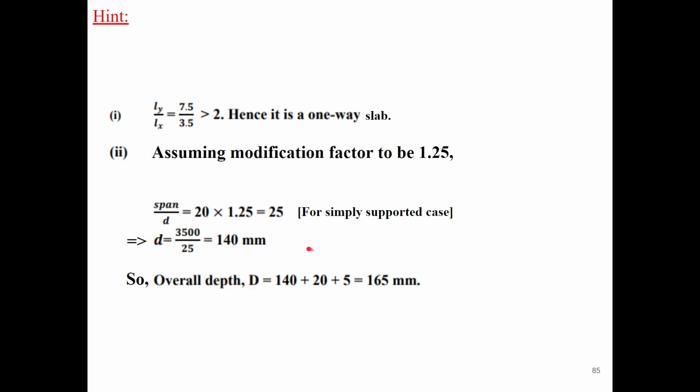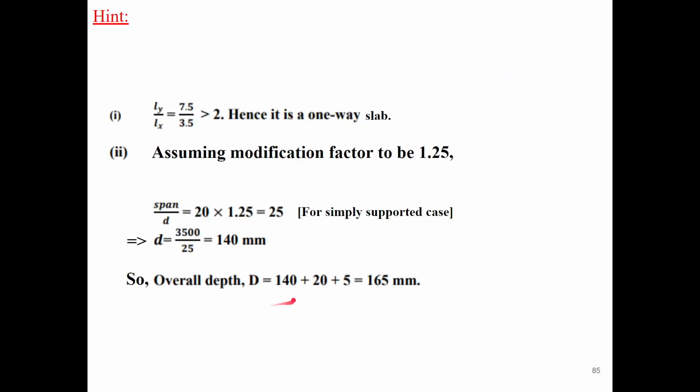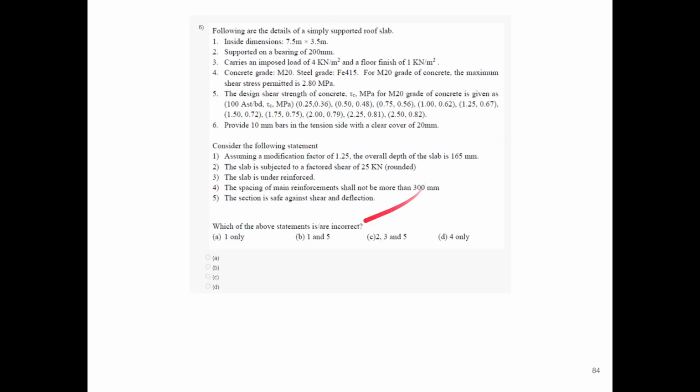So D will be 140 mm, right? So overall depth will be 140 plus 20 plus 5, which is 165 millimeter, because I think clear cover is 20 mm, and 10 mm bar, so 10 by 2 is 5. So 165 mm. So therefore, statement 1 is correct.